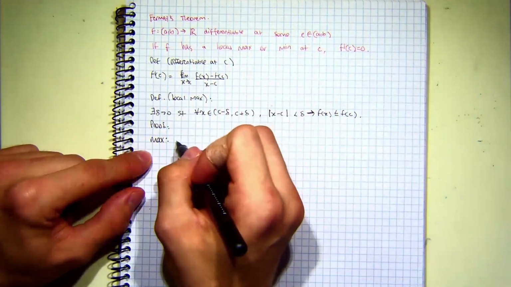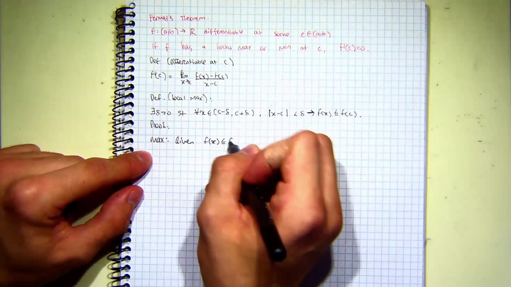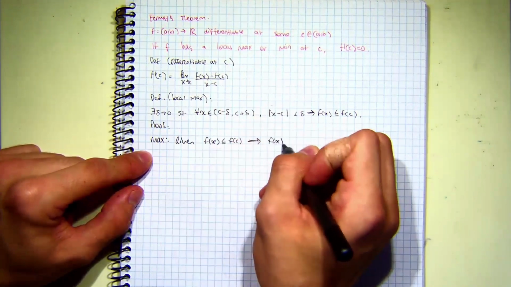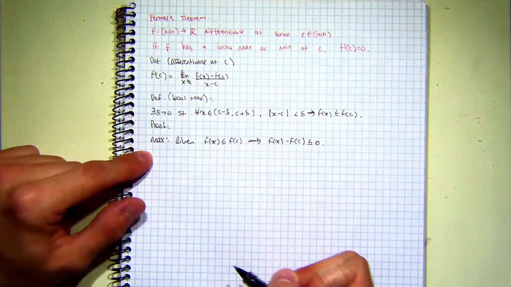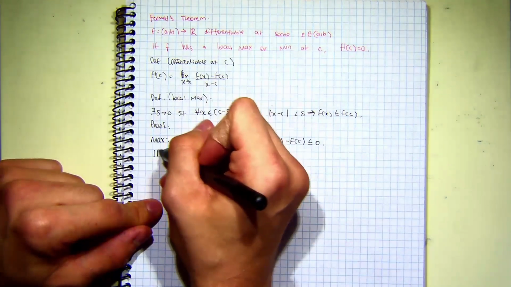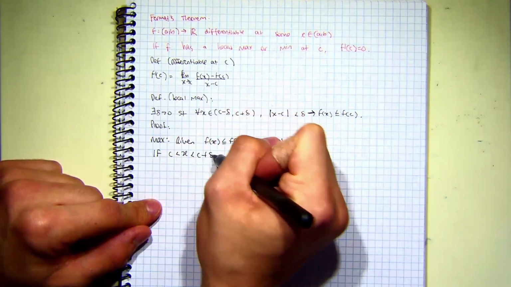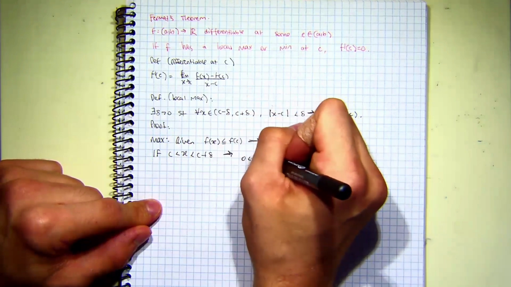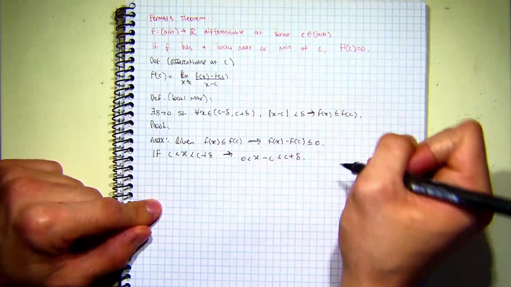Okay, so given the above, f of x is less than or equal to f of c, we can rearrange this to say f of x minus f of c is less than or equal to 0. Okay, so if we look at this case here, if c is less than x, which is less than c plus delta, this implies that 0 is less than x minus c, which is less than delta.